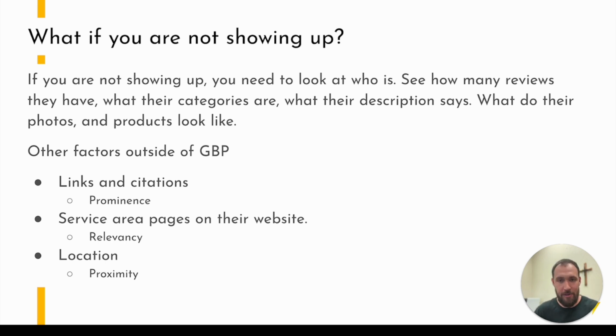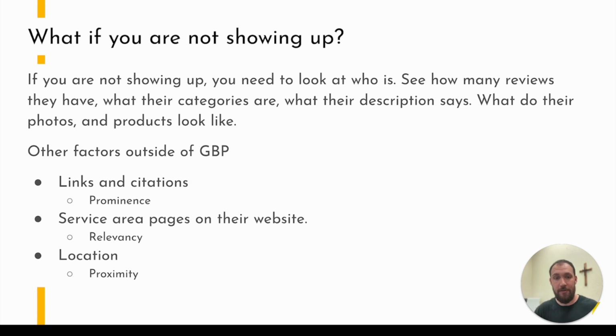What categories are they using? Are they using different categories than you? If they are, change your categories, match them. What does their description say? Grab their description, analyze it, see the keywords they're using, compare it with the keywords you're using. So look at their photos. Do they have really good photos? What do their products look like? Analyze your competition, grab what they're doing, and make it better on yours. So that's your Google business profile.